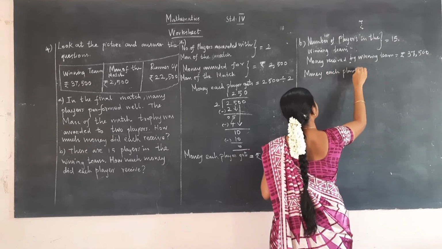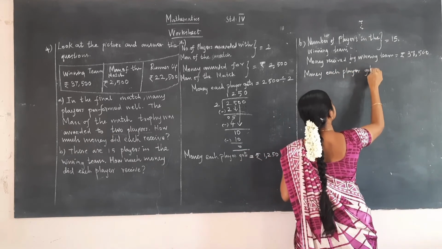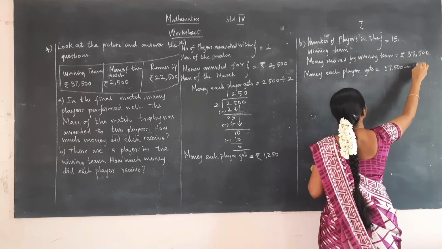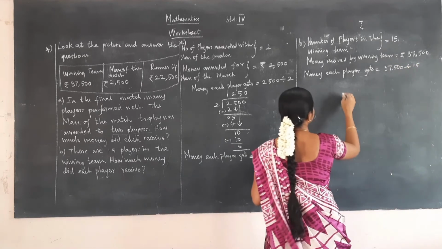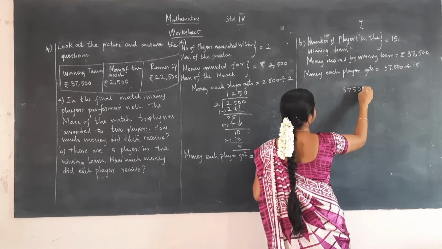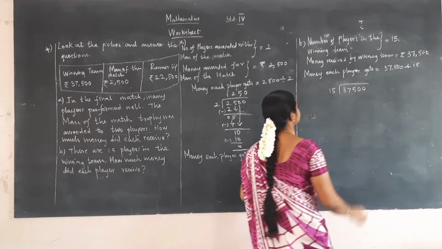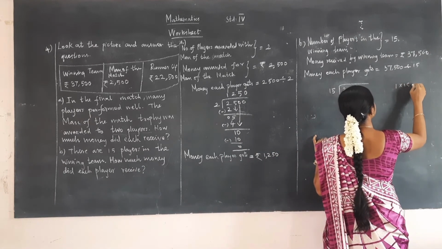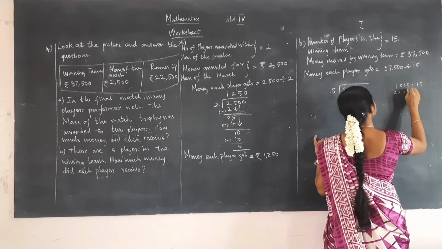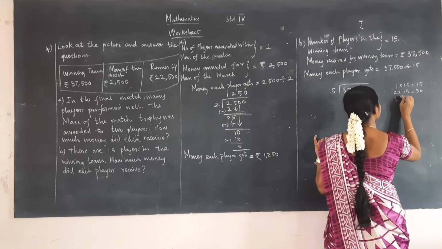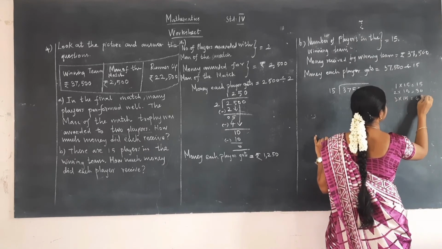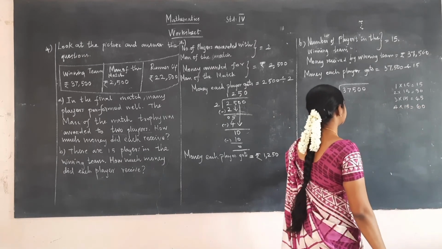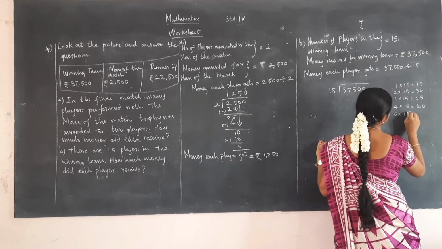Money each player gets equals, we have to divide 37,500 by 15. We have to know the 15th table for that. 1 15 is 15. 2 15s are 30. 3 15s are 45. 4 15s are 60. 5 15s are 75.